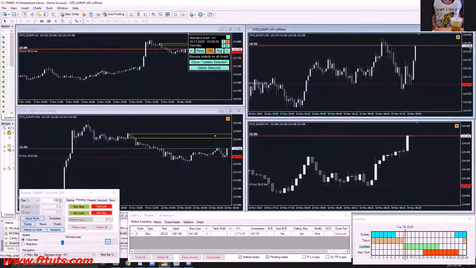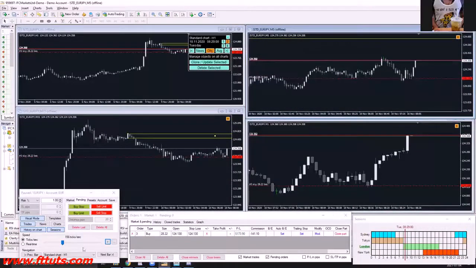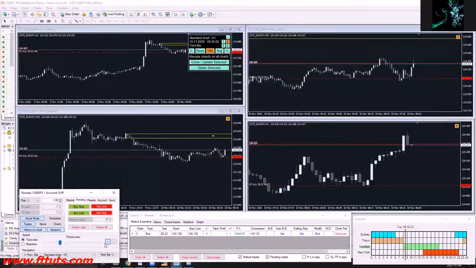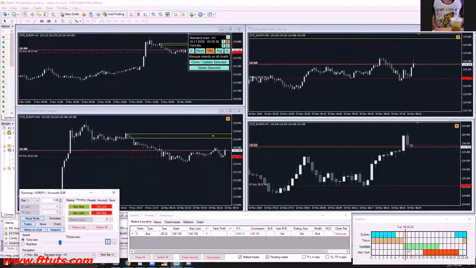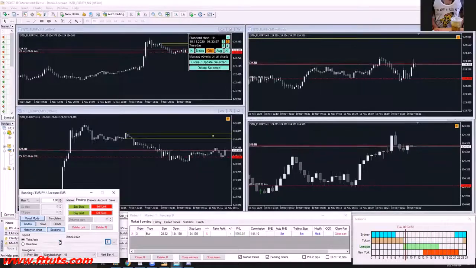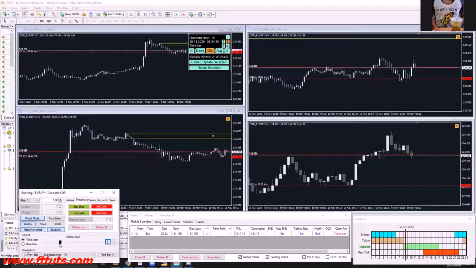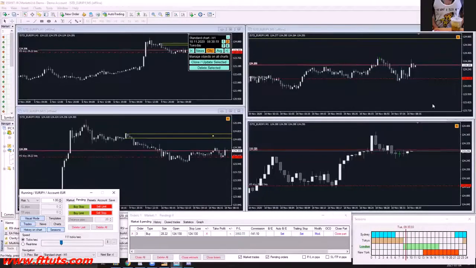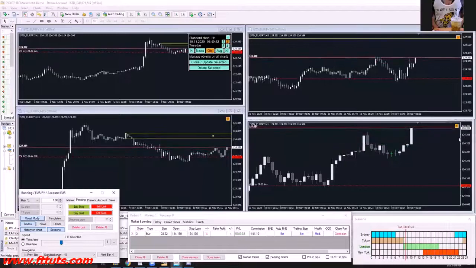So let's see where we're at. I'm gonna slow it down a little bit because I might take partials at this high. We're up about 5% right now. London just started pretty much. Fast forward a little bit. Could also look for scale-ins too on the minute.